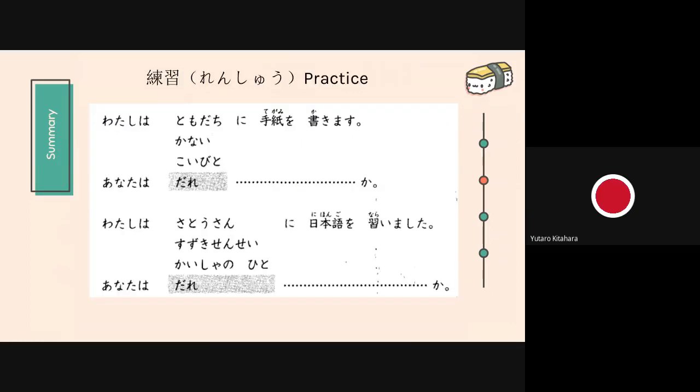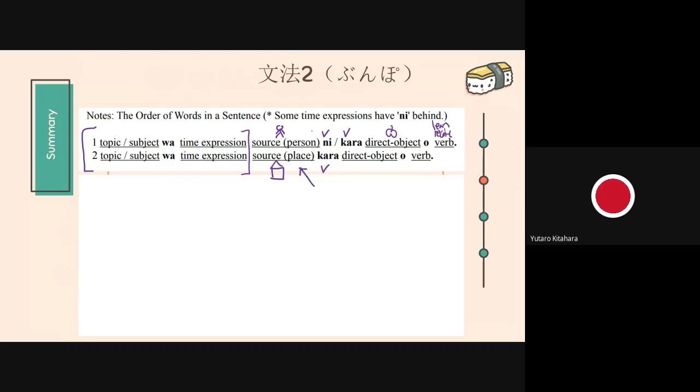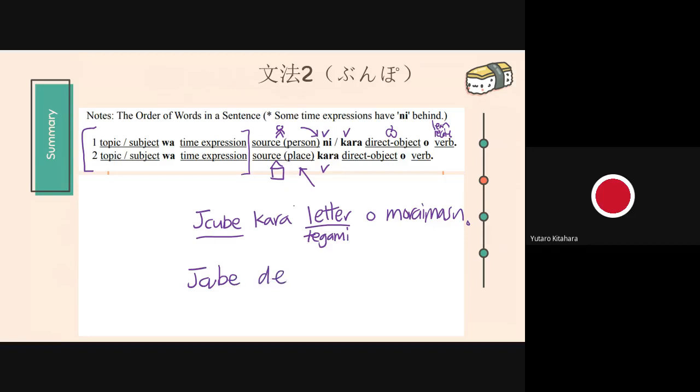So, something to let me go through with you all. Let's say for place, this person, let's say J Cube, J Cube kara. You receive something from J Cube, maybe a letter, maybe they give you a letter. Letter, tegami, right? Tegami wo moraimasu. Okay, this sentence everyone can understand. Receive a letter from J Cube. But what if I change my particle to J Cube de? J Cube de tegami wo moraimasu. Means I'm at J Cube currently, I'm standing there inside J Cube. I receive a letter at the location. So this de is at, this kara is from, so be careful.